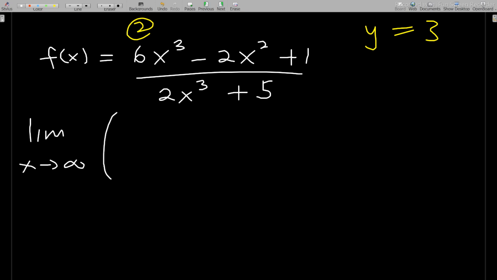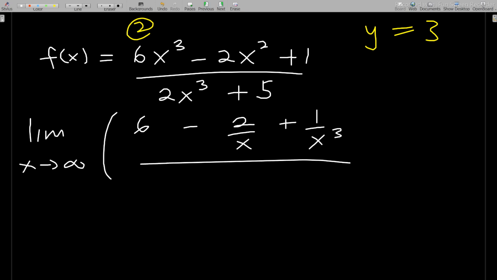With this, I'm just dividing through by the highest degree for both the numerator and denominator. The highest degree here is 3, so I have to divide through by x to the power 3, like that. So 6 minus 2 over x plus 1 over x squared, or x cubed, right, over 2, then plus 5 over x cubed.